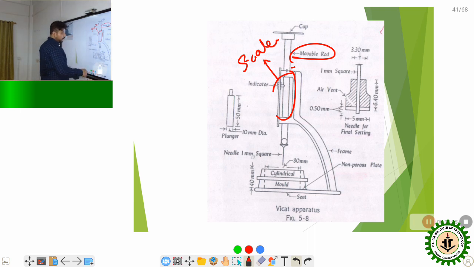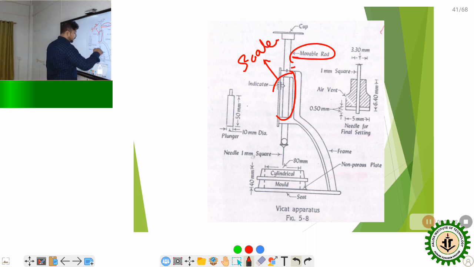inside the mold. Okay, we make the cement paste at some certain percentage. At what percentage this reading is 6 to 7 mm, that percentage of water required to make the cement paste is known as consistency. Let us consider it as P.